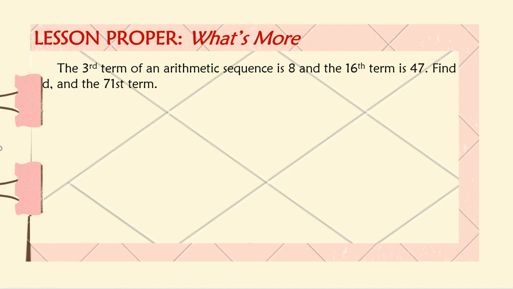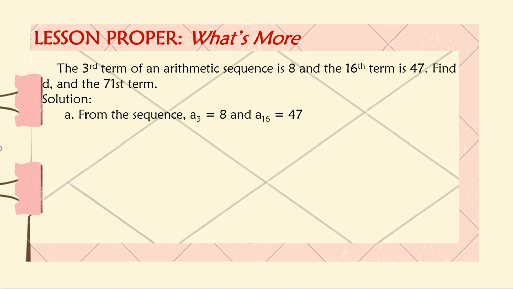Okay, next. So, the third term of an arithmetic sequence is 8, and the 16th term is 47. Find the 71st term. Dito may case, meron siyang given. So, this is another case. Dito, ang solution natin, again, ano yung mga given? Ang given natin is the third term and the 16th term. So, malinaw yun.